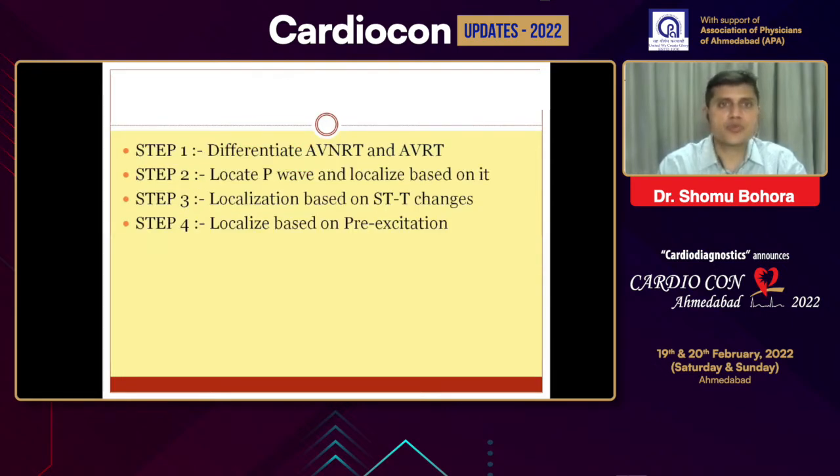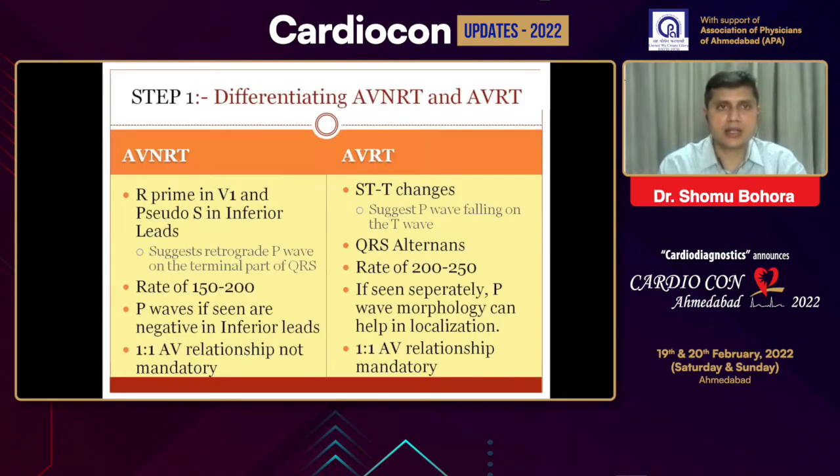So step one would be first to differentiate between AVNRT and AVRT in a narrow complex tachycardia. Step two would be to locate P waves and localize based on them. Step three would be localization based on STT changes. And once sinus rhythm is achieved and there is pre-excitation, step four would be localization based on pre-excitation.